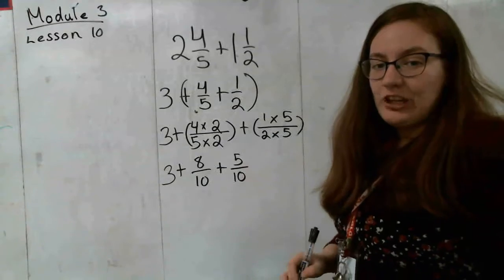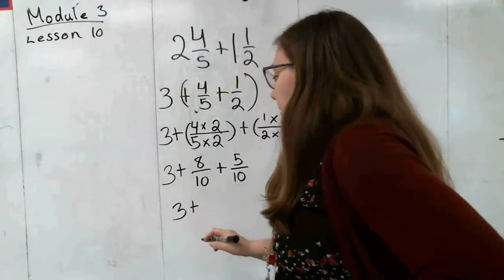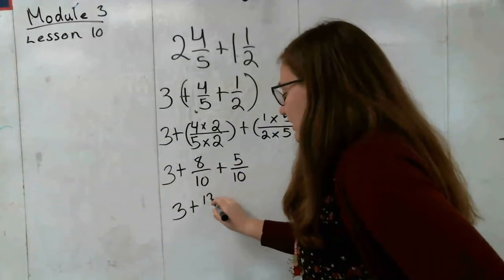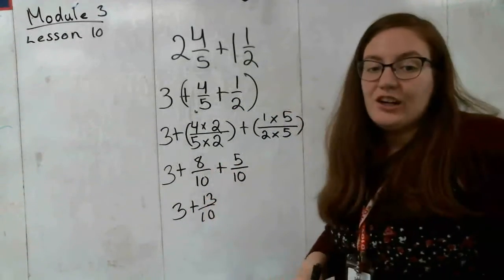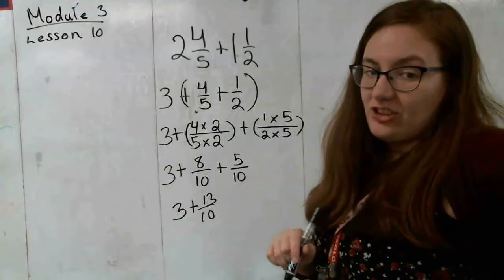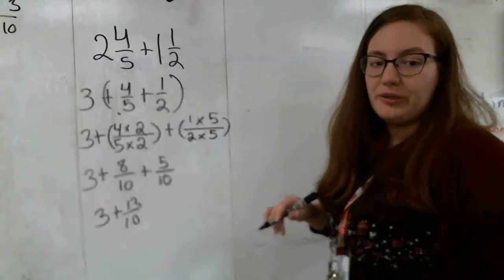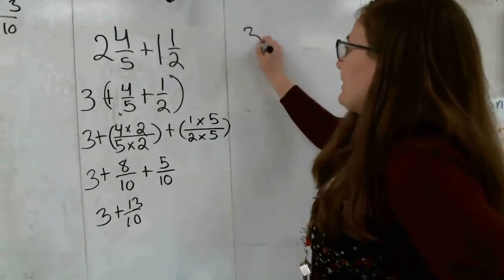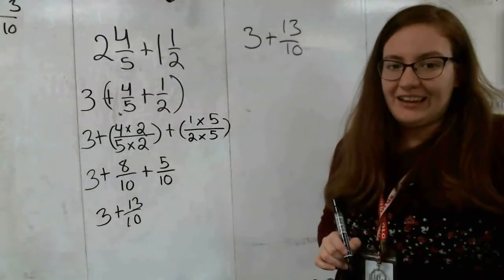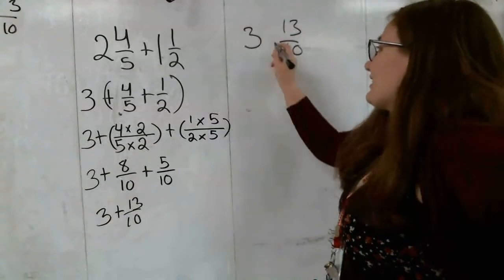Now this is where it's going to get a little bit tricky, and you might see what's about to happen. What I have now is 3 plus 8 plus 5 gives me 13 tenths. So I have a whole number plus an improper fraction. I don't like that really. So what I'm going to do is I'm going to come over here and I'm going to show you what we're going to do with this. So I'm going to rewrite this up here. So I have 3 plus 13 tenths because I definitely can't keep it like that. And I definitely don't want to write it like 3 and 13 tenths because that looks really silly.